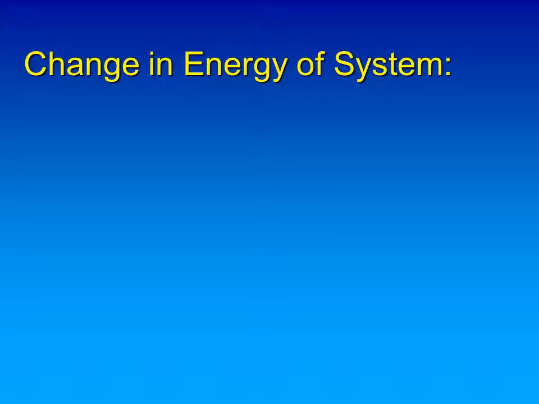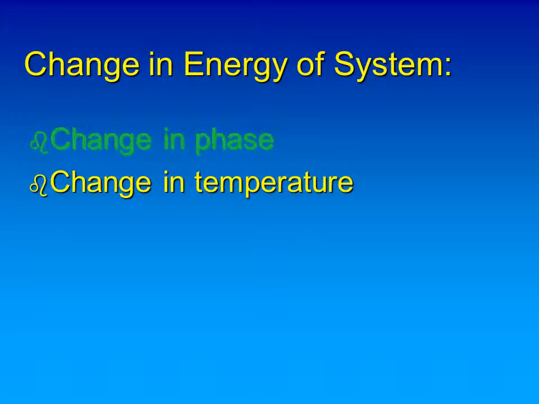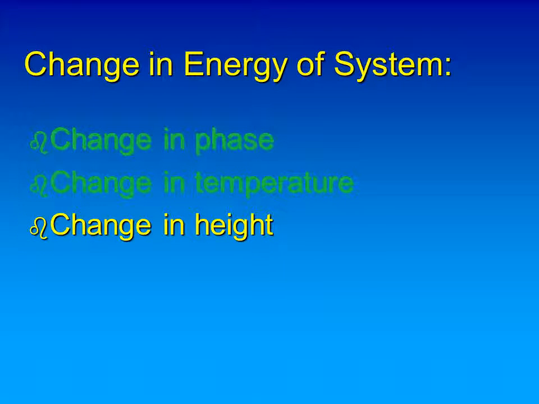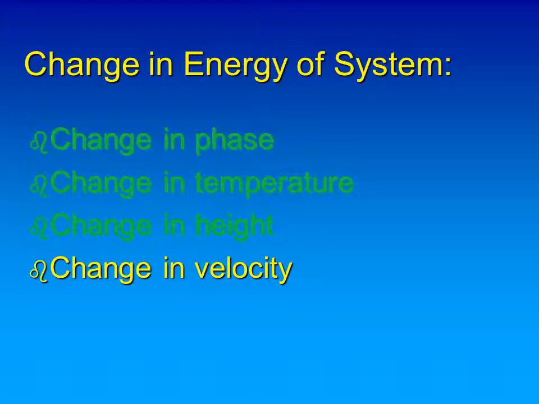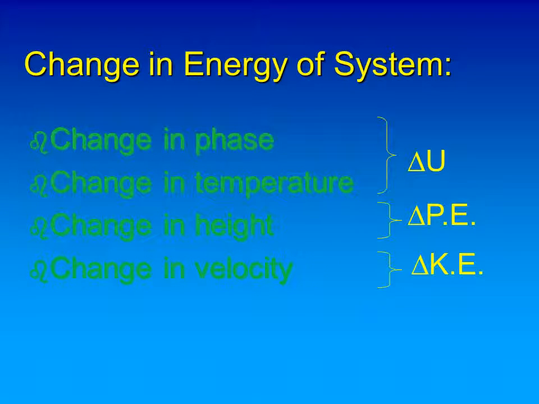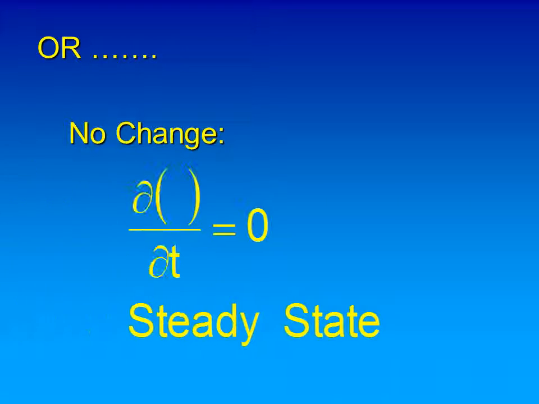Now we'll look at the change in energy of the system. That change can be due to a change in phase, a change in temperature, a change in height, a change in velocity. All those things contribute to the change of the system itself, a delta U, delta PE, or delta KE. Or you could have no change.